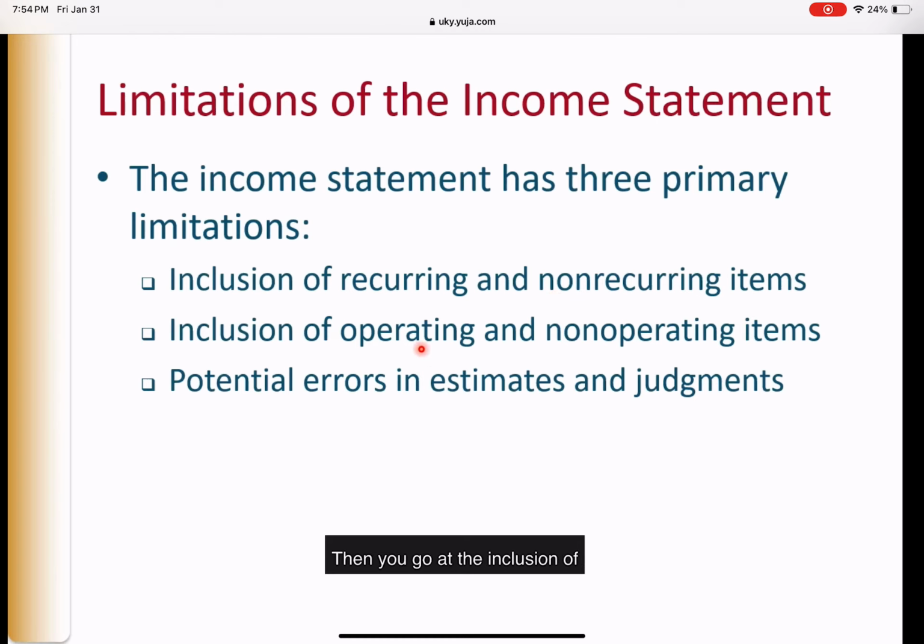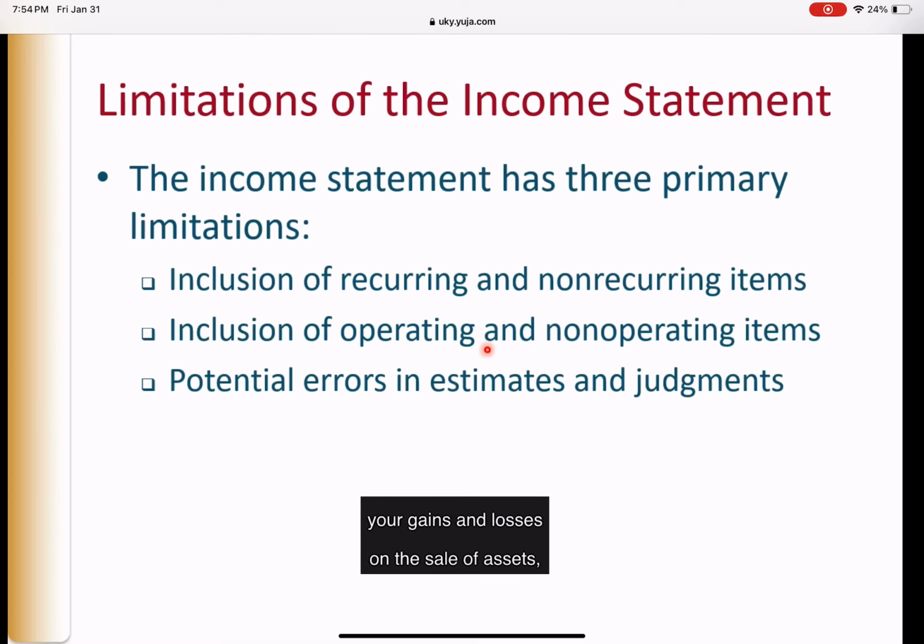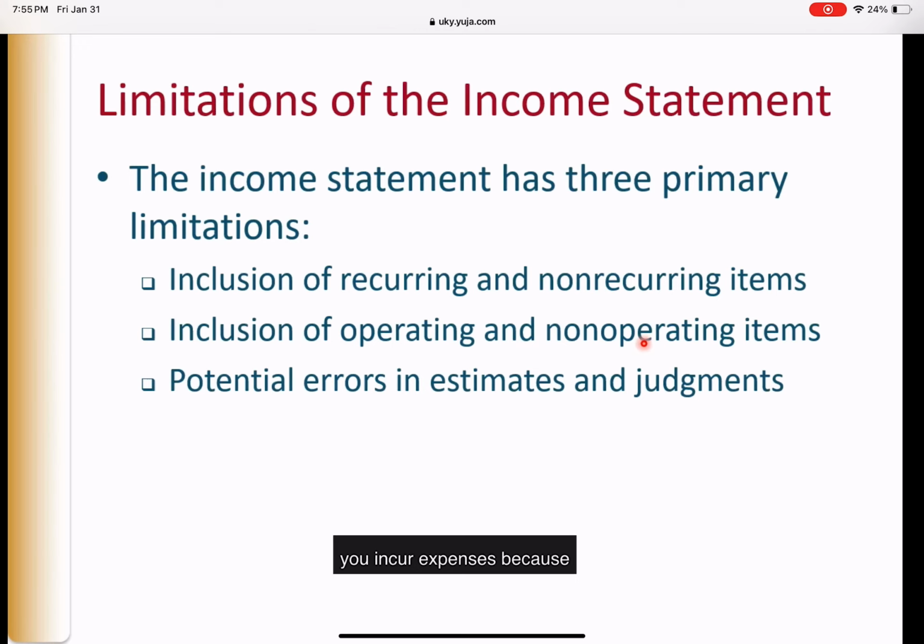Then you go at the inclusion of operating and non-operating items. For example, when you have your gains and losses on the sale of assets. They're listed on there, but you've got to remember, that's a non-operating item. You're not in business to sell assets at a gain or a loss, or an investment at a gain or a loss. You're in business to generate sales, and of course you incur expenses because of it.